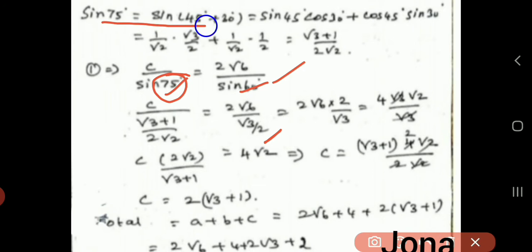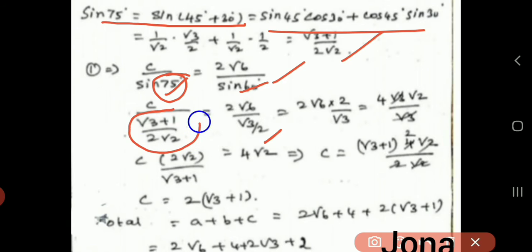That sin 75 can be written as sin of 45 plus 30, that is nothing but sin of A plus B. So the formula for this is sin A cos B plus cos A sin B. And then substitute each value. Therefore we have (root 3 plus 1) by 2 root 2. Now we can substitute that value in this formula and then simplify, so that we have the value C equal to 2 of (root 3 plus 1).